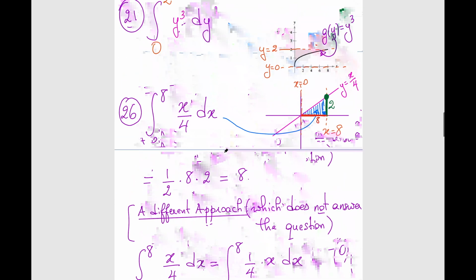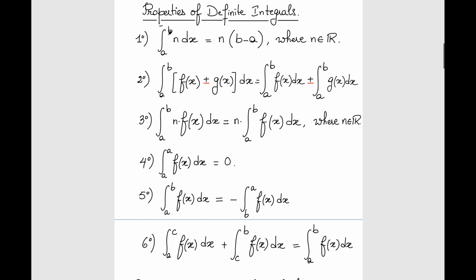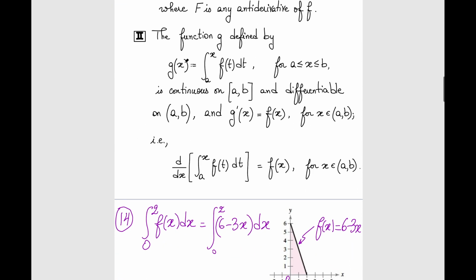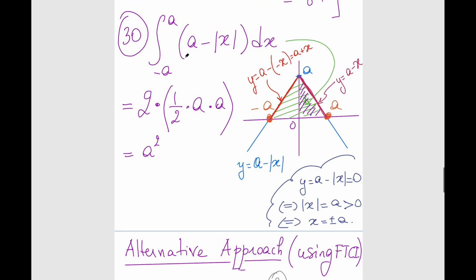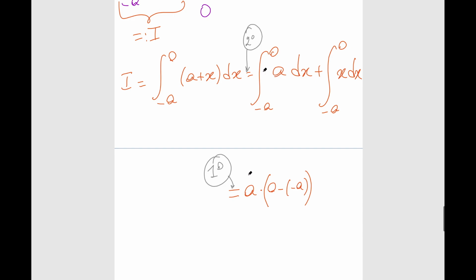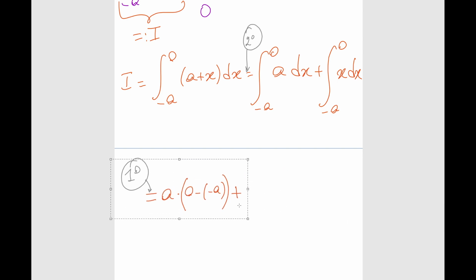Okay, one more time. Let me take you back to property 1, so probably facilitates things. You see this? Integral from a to b n dx is n times the quantity b minus a, upper bound minus lower bound. So in our case, n was a, so this guy is a. B is 0, and little a is minus a. So what do we get? We get n times the quantity upper bound, which is 0, minus lower bound, which is minus a. Correct? We get this for this guy. For this piece, plus, how about I make some room for this? So plus what?